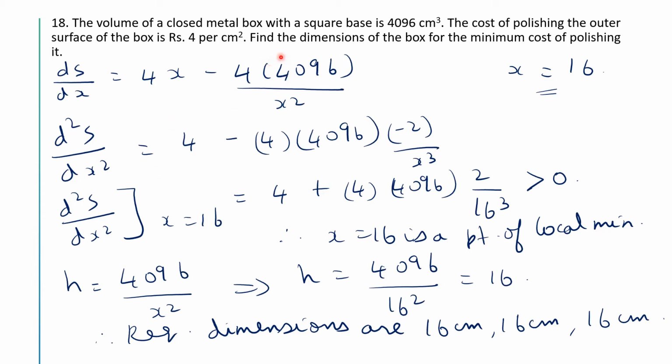So here they have asked, find the dimensions of the box for minimum cost of polishing. The polishing should be done to the entire box. It means the total surface area should be minimum. Total surface area will be minimum when x is equal to 16. When x is equal to 16, we get h is equal to 16. We have taken the side of the square base as 16. Therefore, the required dimensions are length should be 16 centimeter, breadth should be 16 centimeter and height also should be 16 centimeter. If these are the dimensions, then the cost of polishing will be minimum.